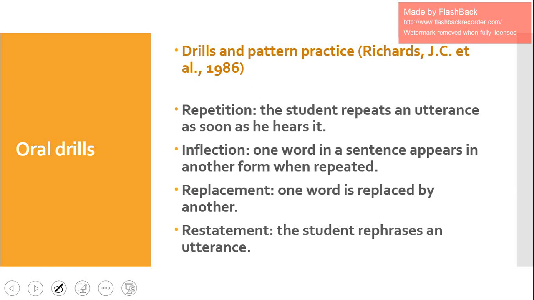Inflection: one word in a sentence appears in another form and is repeated. For example, "this is a chair," and students would say "this was a chair." So there is a difference in the inflection. Or for example, "he eat the food," and students would say "he ate the food." These are slight inflectional differences in the verb. Replacement: one word is replaced by another, so there would be a difference in one word. And restatement: the student rephrases an utterance, saying something in a different manner.